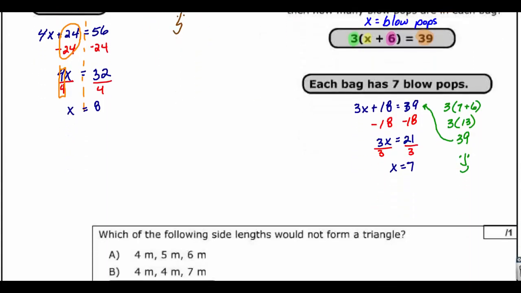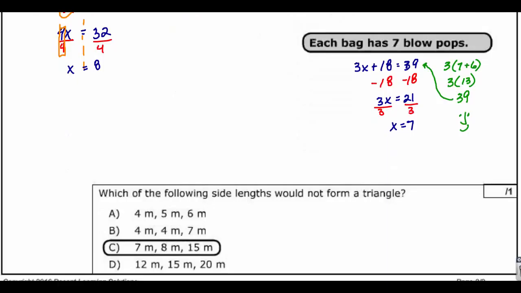All right, ladies and gentlemen, there you go. If you wanted to see the answer to the triangle question, the answer was C. And the reason it's C is that anytime you're trying to form a triangle, the first 2 sides, the smaller sides, have to equal more than the biggest side. So 4 plus 5 is greater than 6. Same thing here. The 2 smaller sides, 4 plus 4, greater than 7.